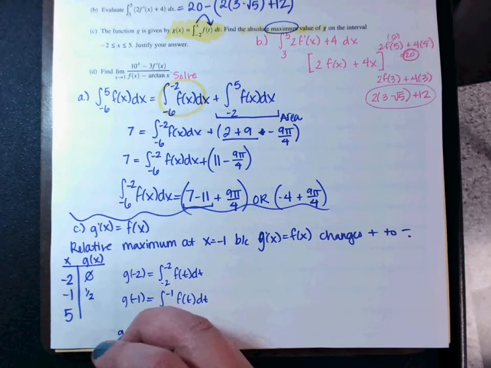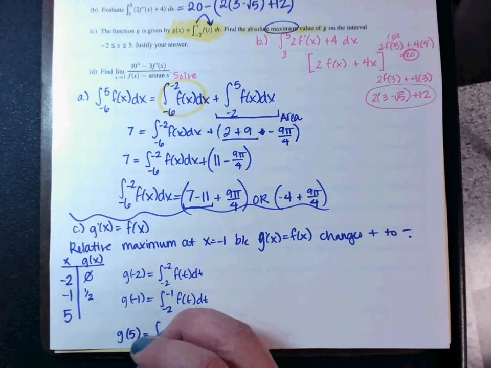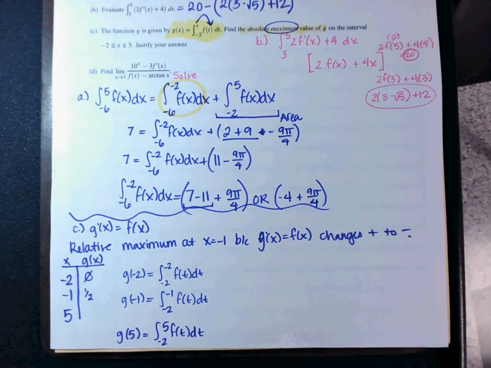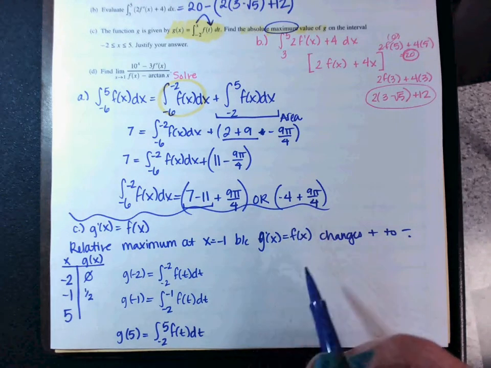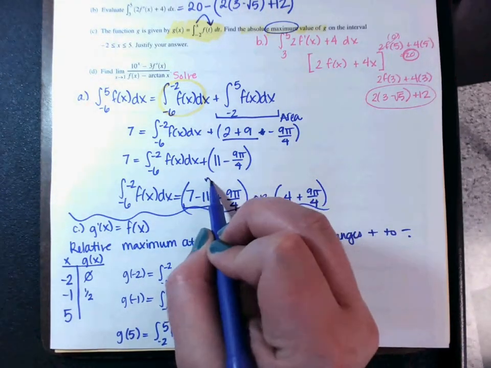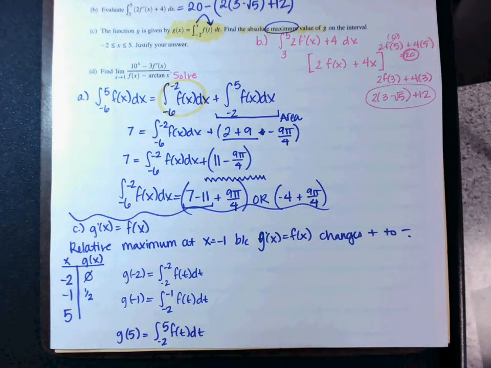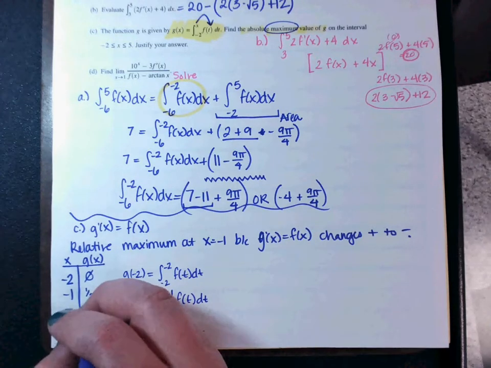Okay, then for my last one, I need g of 5. That's the integral from negative 2 to 5 of f of t dt. And remember that I already did all the work from this. The answer is right here. Remember, I already did the work from that in part A. I got 11 minus 9 pi fourths.